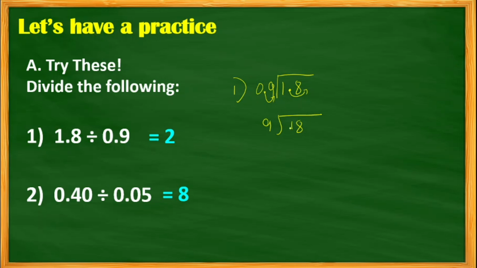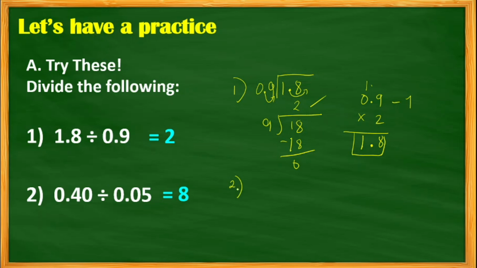So 9 and 18. So 18 divided by 9 is 2, multiplied by 9, the answer is 18. Subtract, 0. So the answer is 2. Then let's check. So 9 tenths multiplied by 2. So 2 multiplied by 9, the answer would be 18. Regroup 1 and then 2 multiplied by 0 is 0. Plus 1 we have 1 and then count the number of decimal places. We have 1 and then write the decimal. So 2 is correct. So very good, grade 5 pupils.